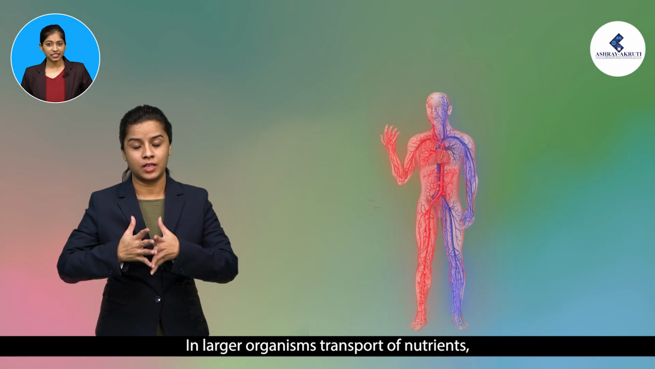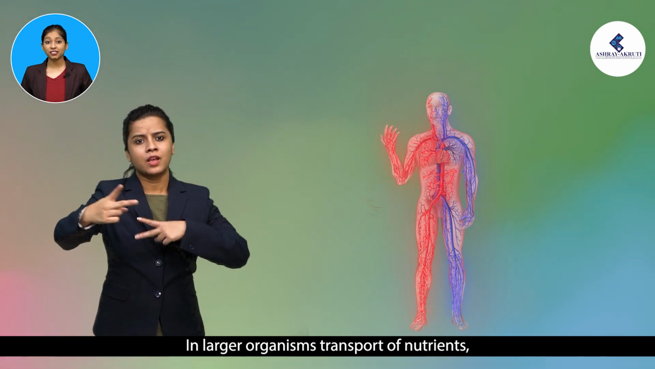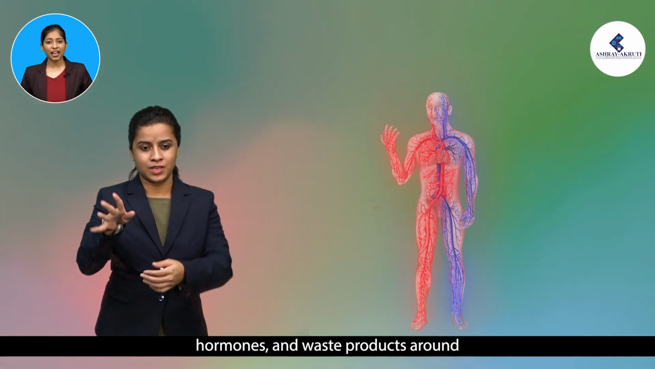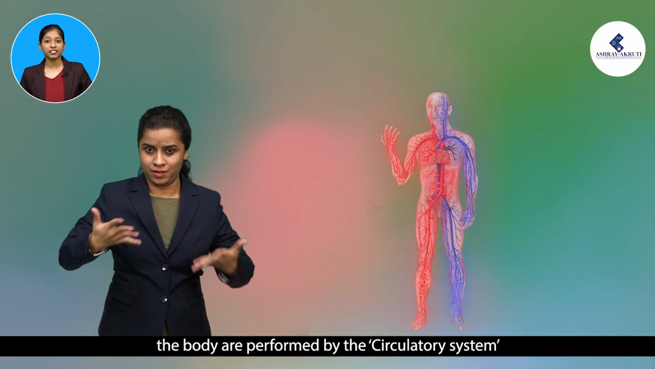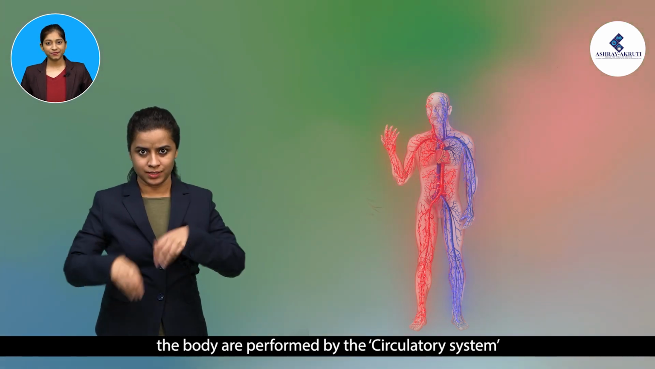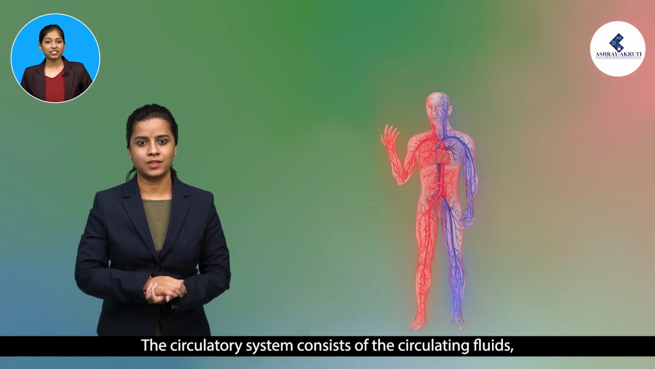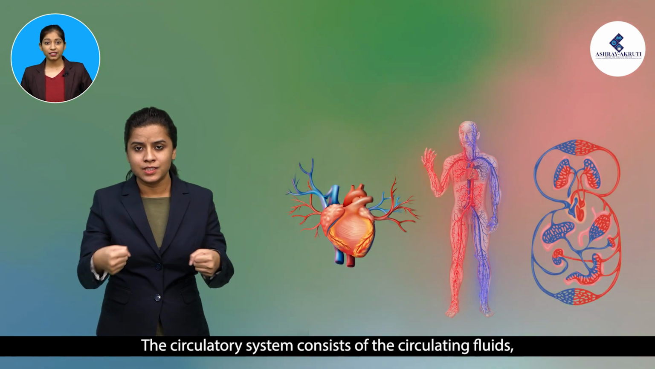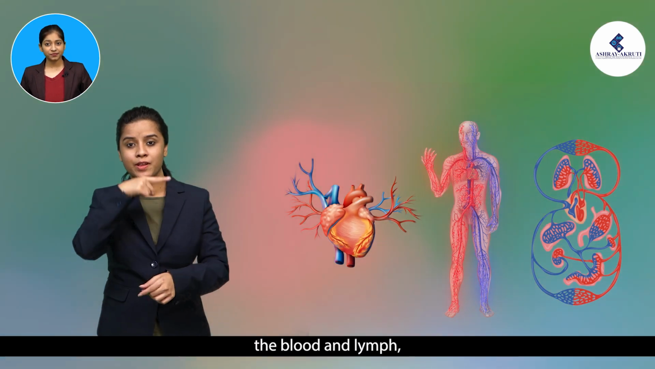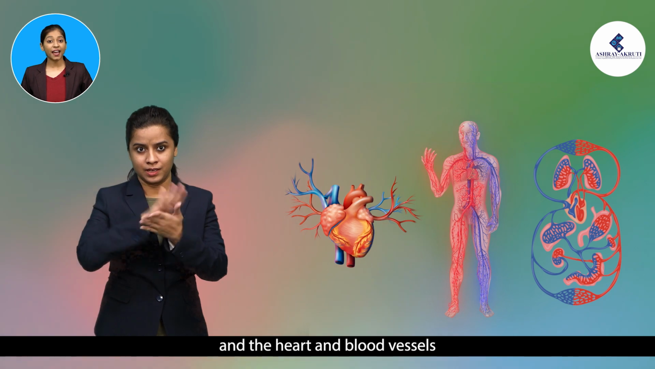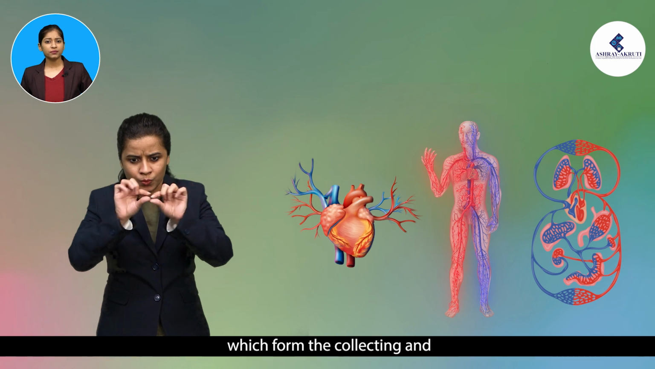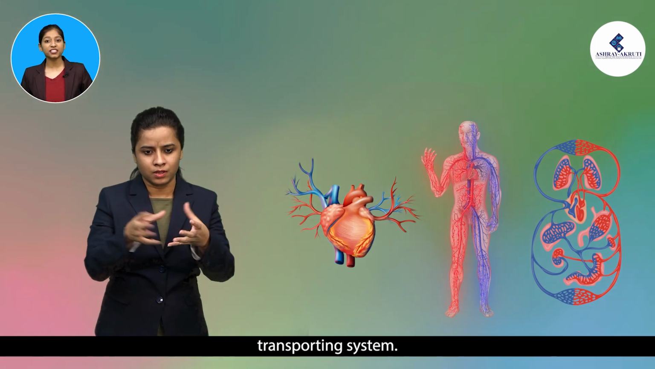In larger organisms, transport of nutrients, salts, oxygen, hormones and waste products around the body are performed by the circulatory system. The circulatory system consists of the circulatory fluids, the blood and lymph, and the heart and blood vessels, which form the collecting and transporting system.